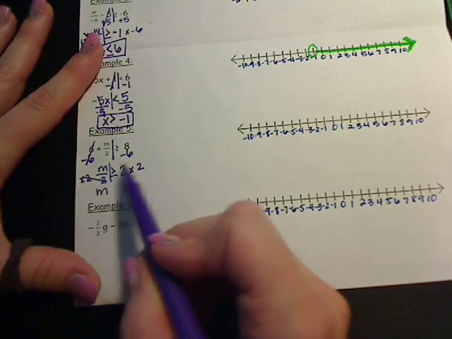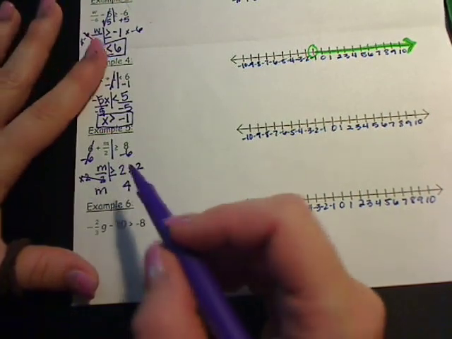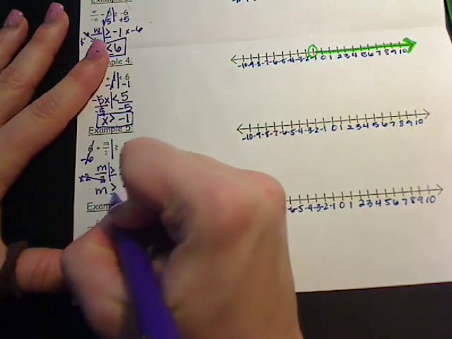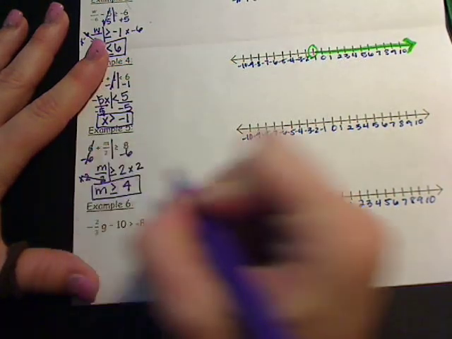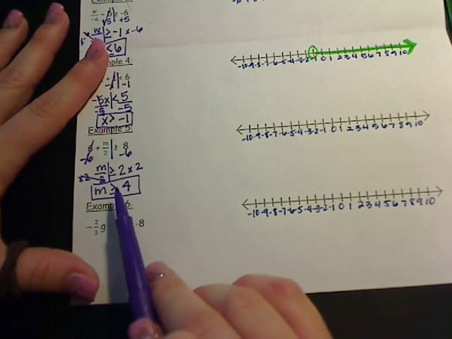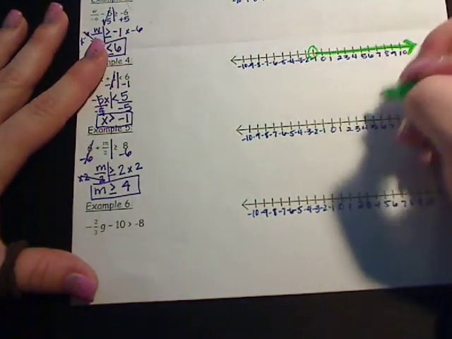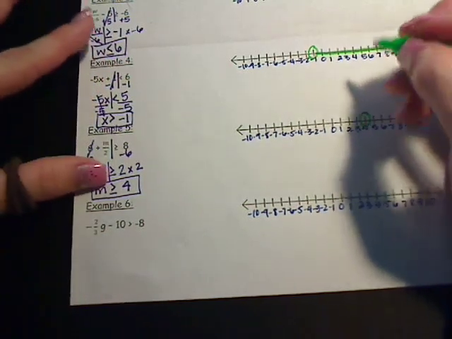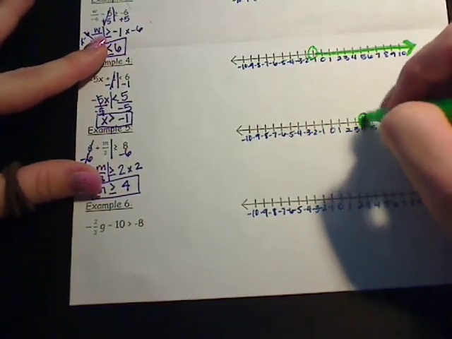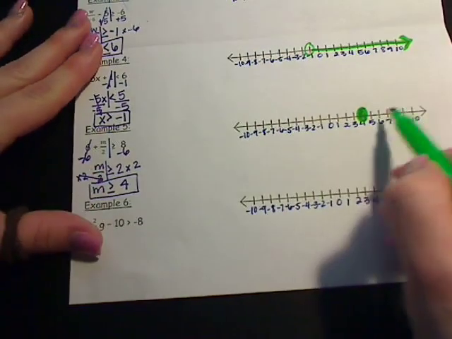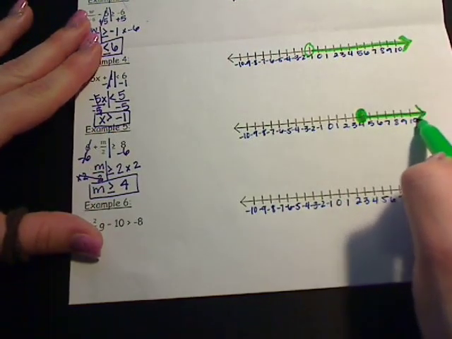I multiplied by a positive number, so I don't need to flip anything, so I'm just going to bring that inequality symbol down. So I've got m is greater than or equal to 4. So I've got a circle on 4. It's greater than or equal to, so it could equal 4, so I'm going to close it in, and I want everything greater than that.